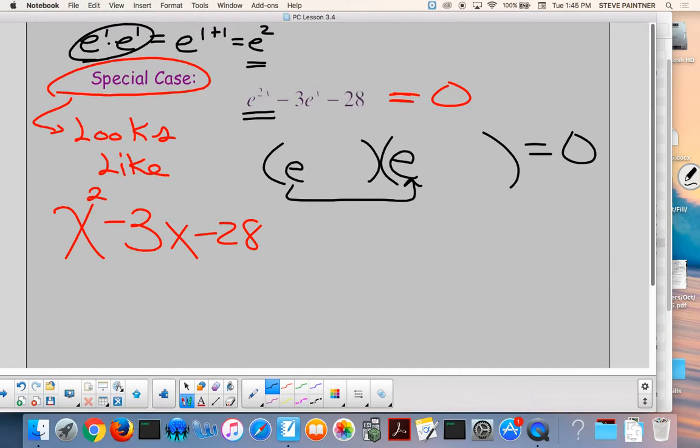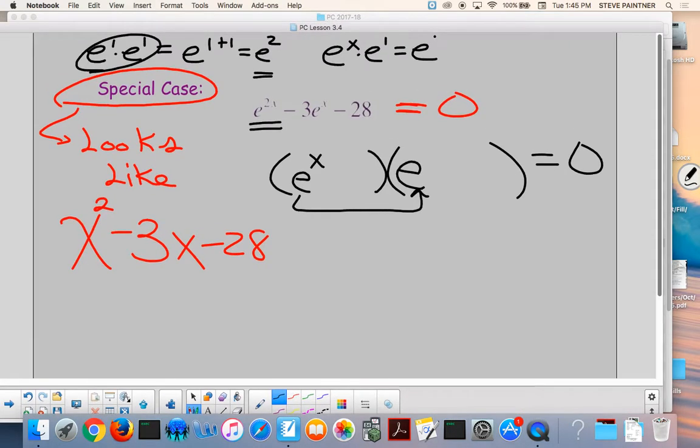E to the x times e to the x again? No, just e. Okay, all right, let's try it. Ready? E to the x times e to the first is e to the... add those numbers. What's x plus 1? X plus 1. Not e to the 2x. This is not it.